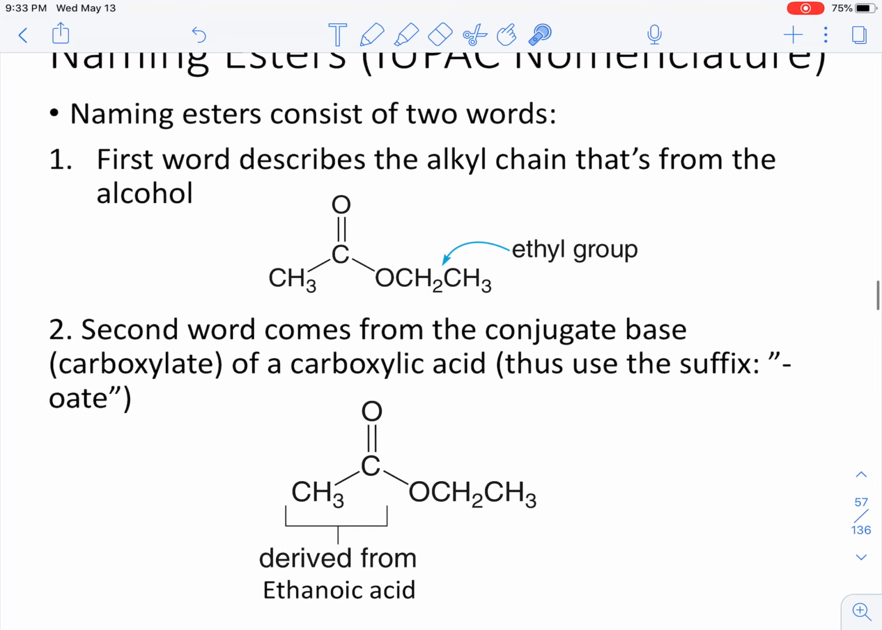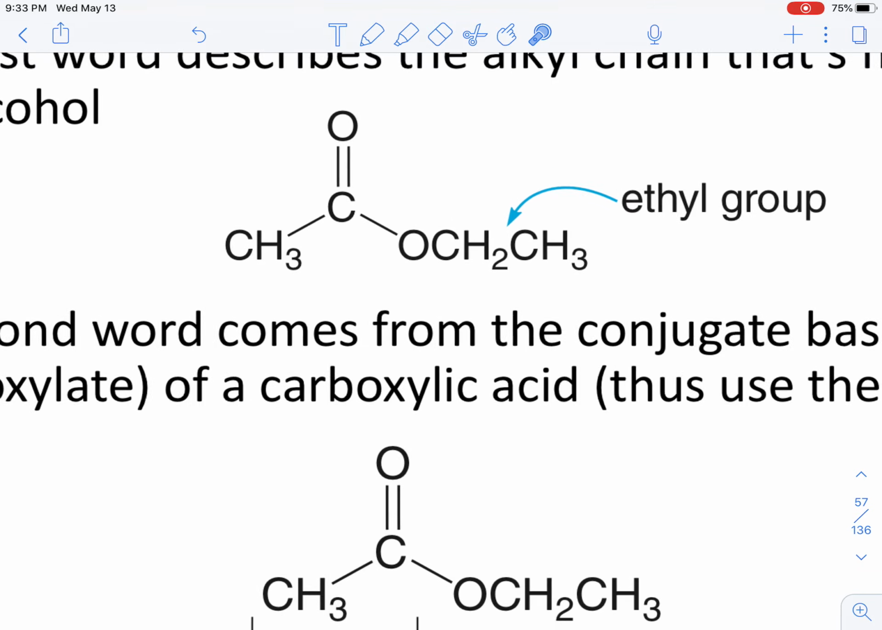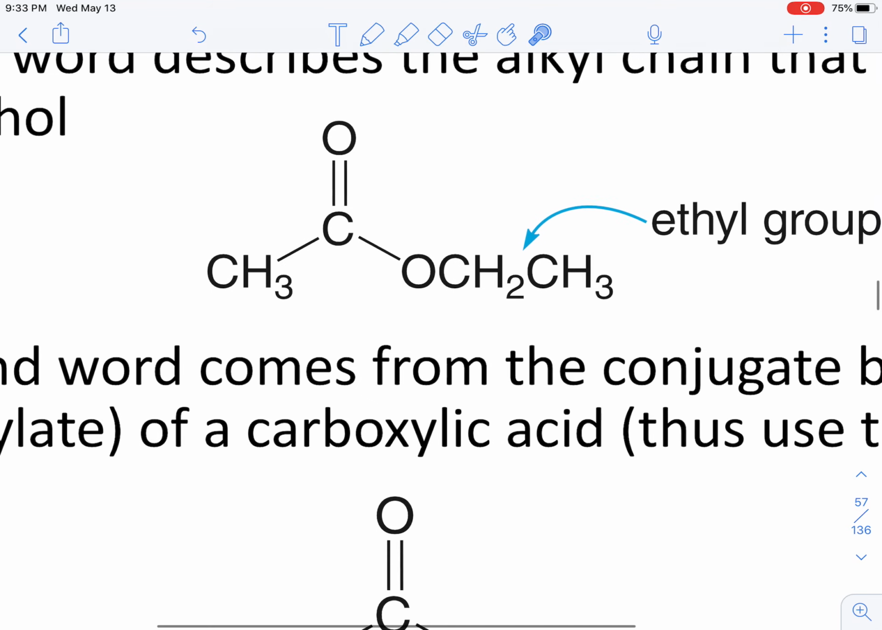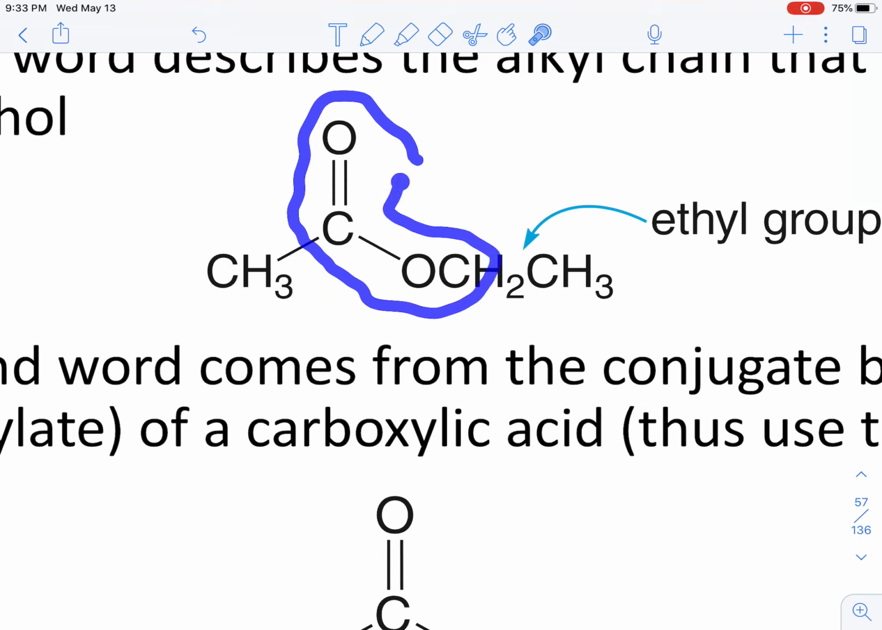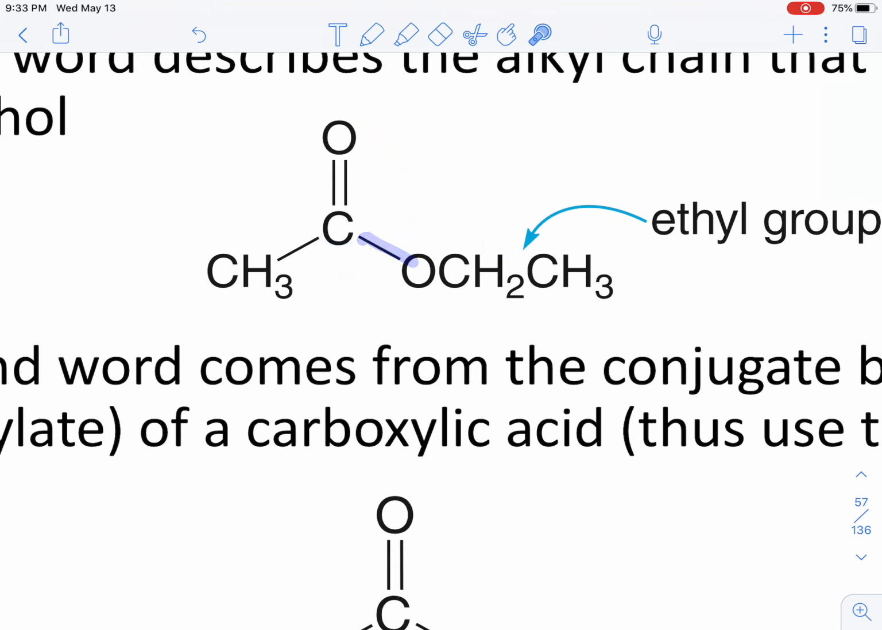Okay? And so let's go ahead and take a look at this example that you see on the screen. So I recognize that this is an ester because I have a carbonyl carbon and a carbonyl oxygen, and that carbonyl carbon is covalently bonded to this oxygen, which is covalently bonded to this alkyl chain. And so I have to imagine that the formation of this ester came from a carboxylic acid and from an alcohol.